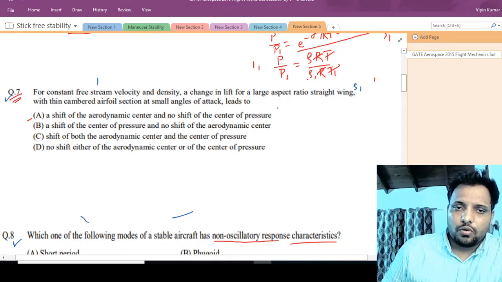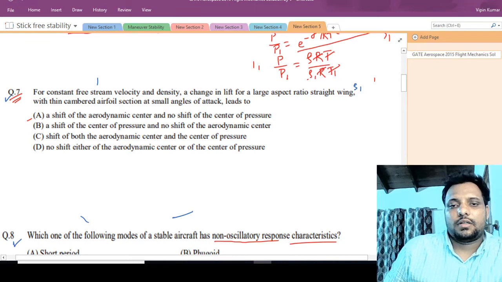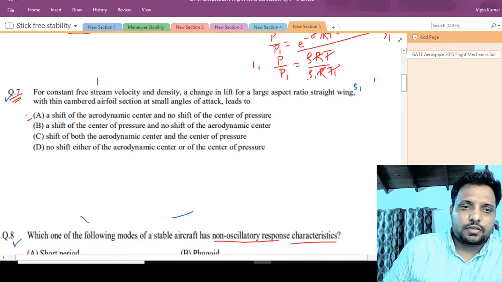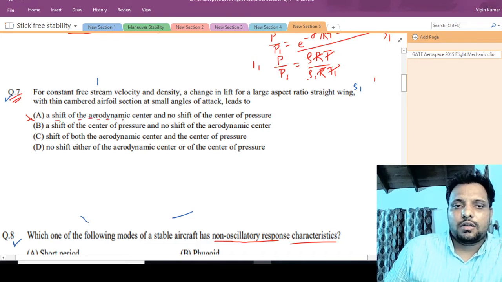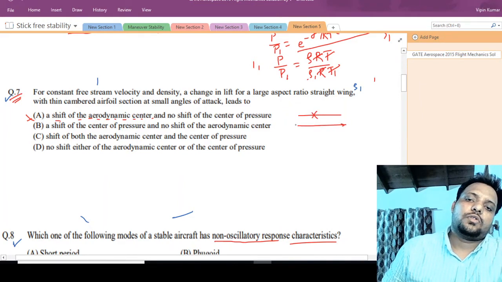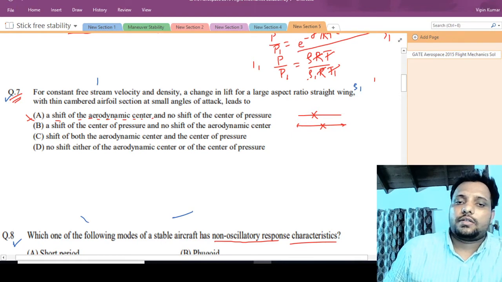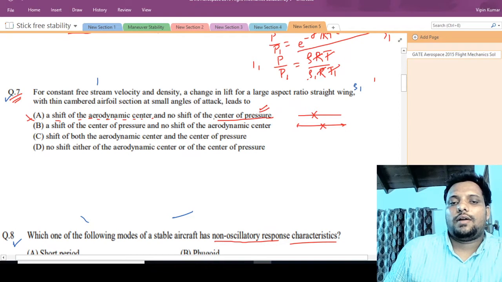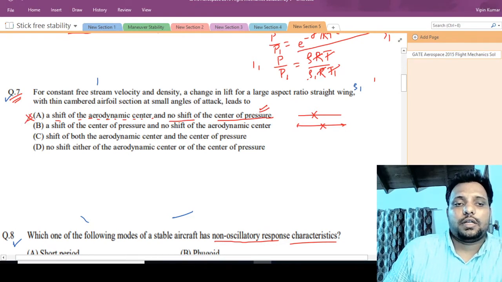So if you know what is aerodynamic center and center of pressure, you can easily eliminate this option, because shift of aerodynamic center is never there, because aerodynamic center is a constant location, generally 0.25 for subsonic airfoil and 0.5 for supersonic airfoils, whereas center of pressure basically travels with respect to alpha, and here in this it is no shift, so this option is incorrect.